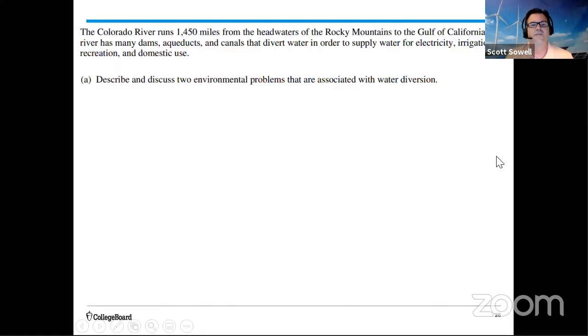All right, so let's do a quick check for understanding here. This question says, the Colorado River runs 1,450 miles from the headwaters of the Rocky Mountains to the Gulf of California. The river has many dams, aqueducts, and canals that divert water in order to supply water for electricity, irrigation, recreation, and domestic use. The question says, describe and discuss 2 environmental problems that are associated with water diversion. So let's take a look at this A first. Again, describe and discuss. There are 2 parts to this.